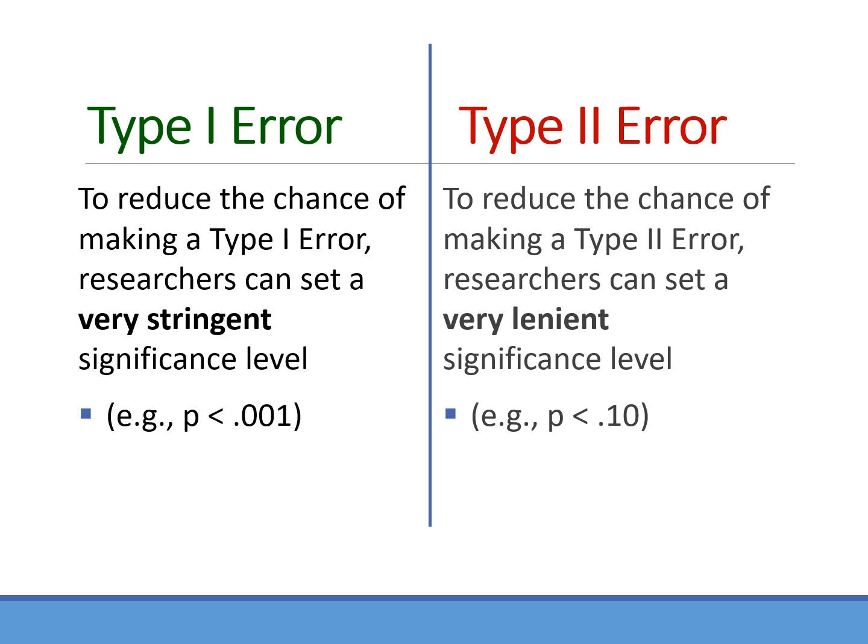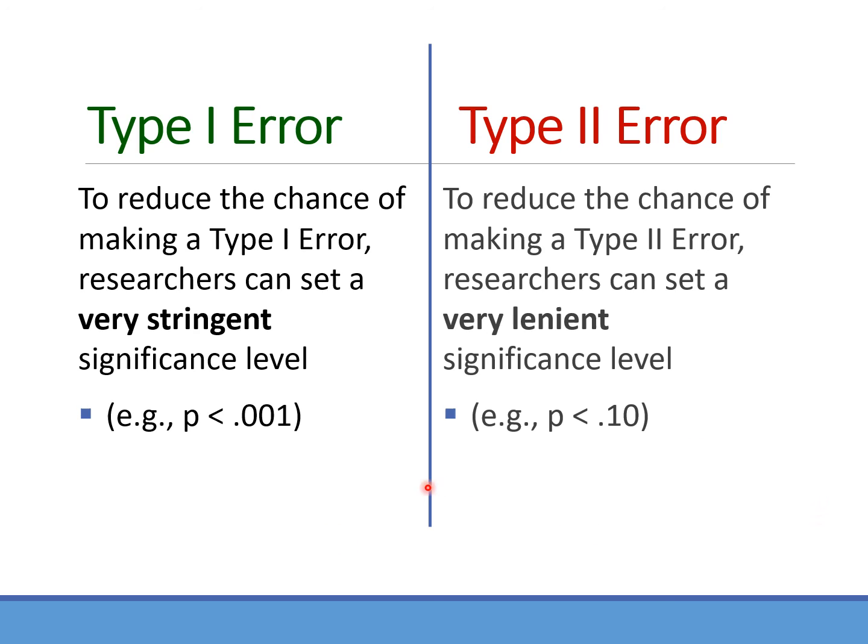To reduce the chance of making a type 1 error, researchers set very stringent significance levels, and they will use P less than 0.001, or 0.1%. To reduce the chance of making a type 2 error, researchers can set a very lenient significance level of, say, 10%, or 0.10, P less than 0.10, okay? So a 10% chance that it's due to chance. And you can see that it's much more lenient than the example given here for the type 1 error.